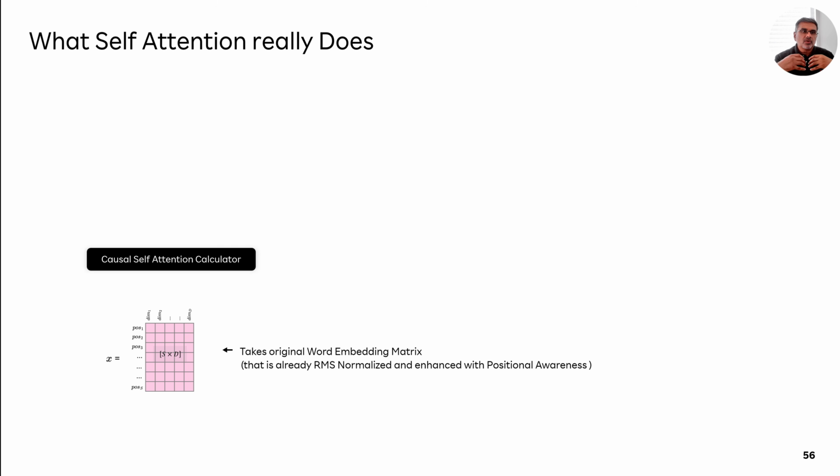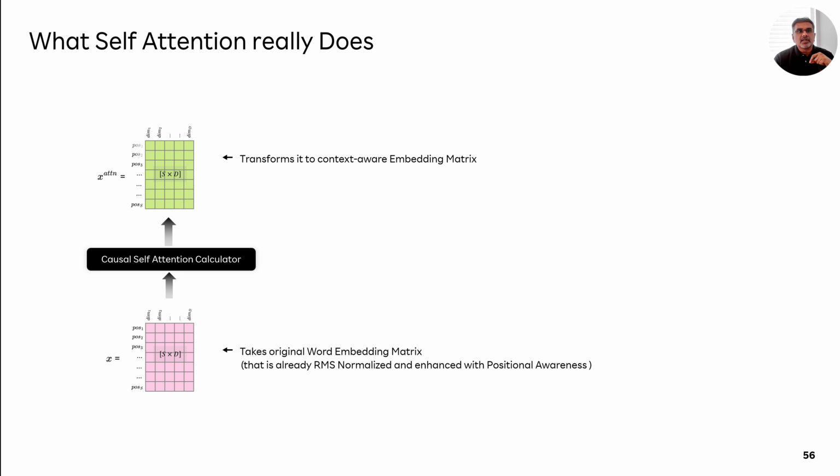You send it through what is called a causal self-attention calculator. And what the causal self-attention calculator does is it will give you a transformed, similar-size S cross D matrix, which is more context aware, which means that the individual feature values have either gone up or gone down based on the context in which each word appears.